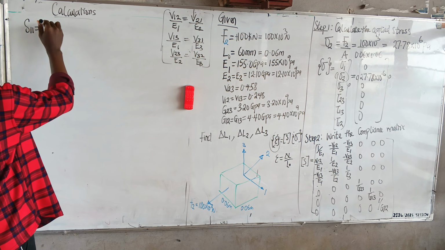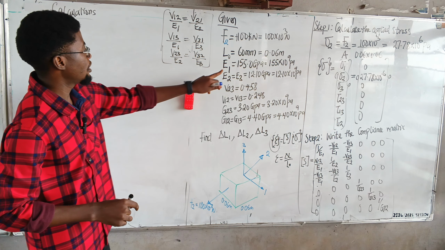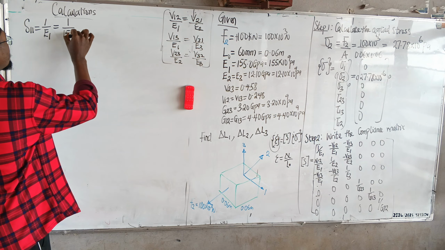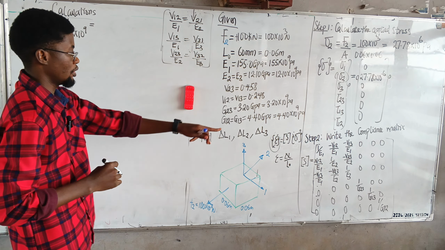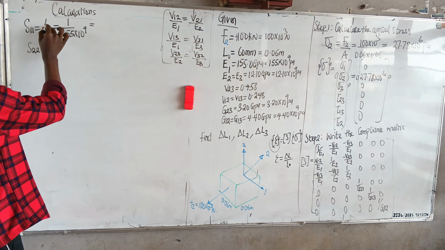So S11 is what? 1 over E1. What's the formula? 1 over E1. What's the value? 155 times 10 raised to 9. So 155 times 10 raised to 9. Go to the next one. I can choose to do all the Young's modulus first.